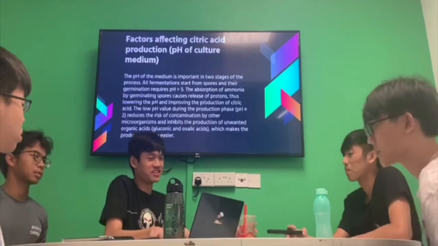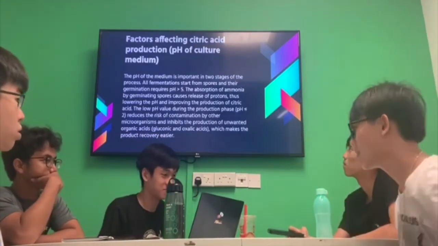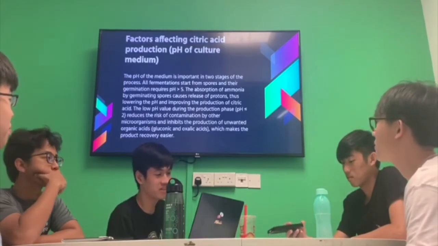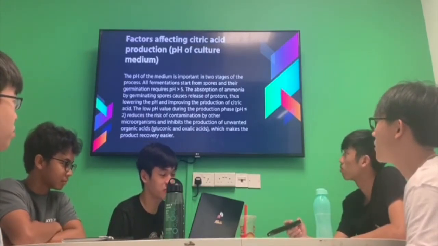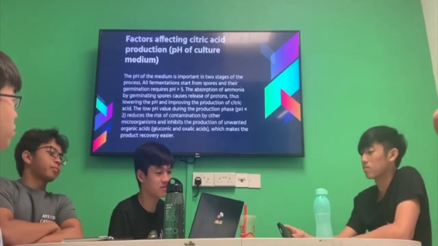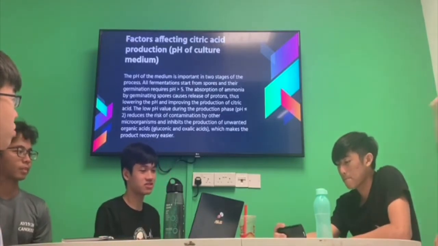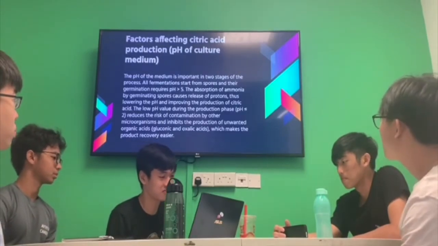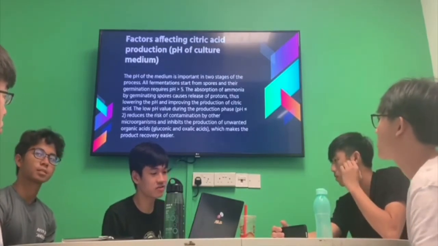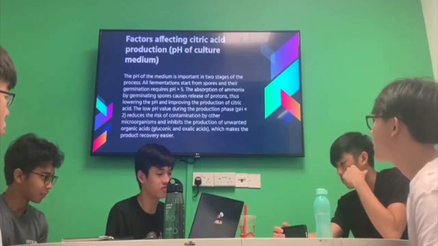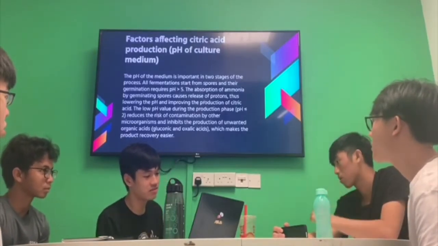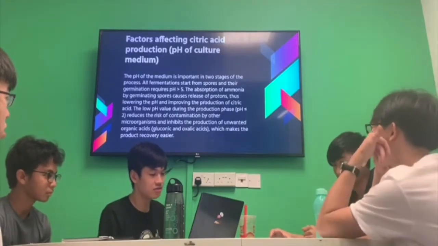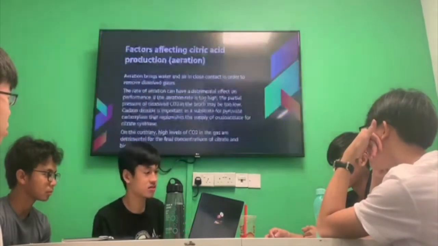Factors affecting citric acid production, pH of culture medium. The pH of the medium is important in two stages of the process. All fermentation starts from spores and their germination requires a pH of more than 5. The absorption of ammonia by germinating spores causes the release of protons, thus lowering the pH and improving the production of citric acid. The low pH value during the production phase, where pH is lower than 2, reduces the risk of contamination by other microorganisms and inhibits the production of unwanted organic acids, which makes the product recovery easier.